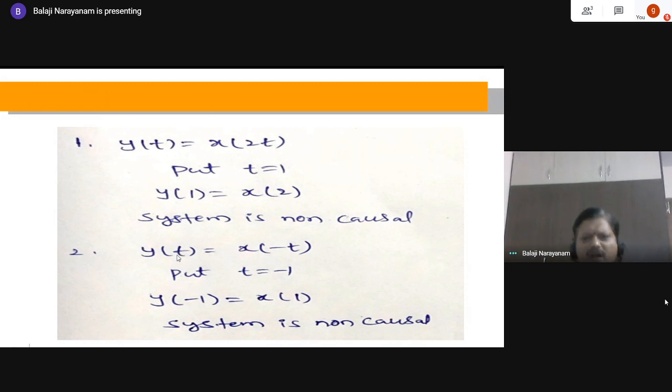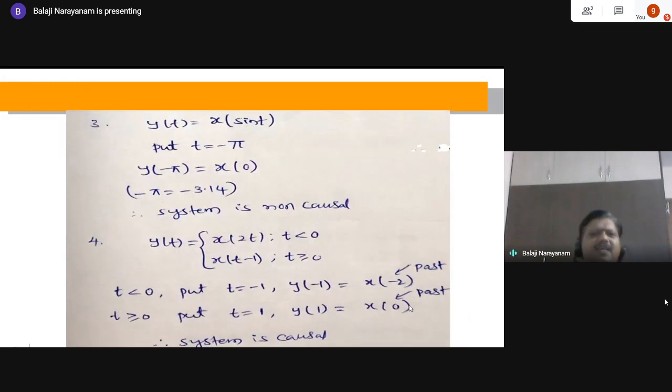Now y of t is equal to x of minus t, and now substitute t is equal to minus 1. Y of minus 1 is equal to x of 1. Again, this system is also non-causal because the output is dependent on the future input value, and hence one can easily say it's a non-causal system.